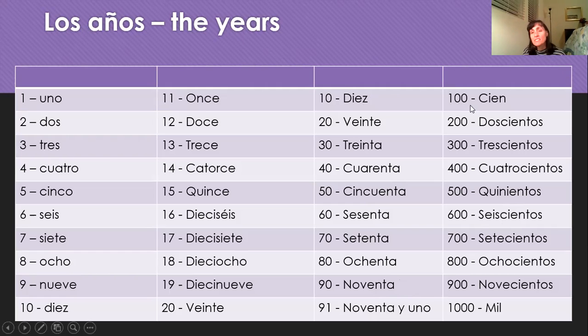Then when you get to the hundreds, 100 is cien. If you go over 100, it's ciento. So 100, 101, 102, 103, 104. And then 200, 300, 400, 500. This one's irregular. You would think it'd be cincocientos, but it's not. It's quinientos. Repite. Quinientos.